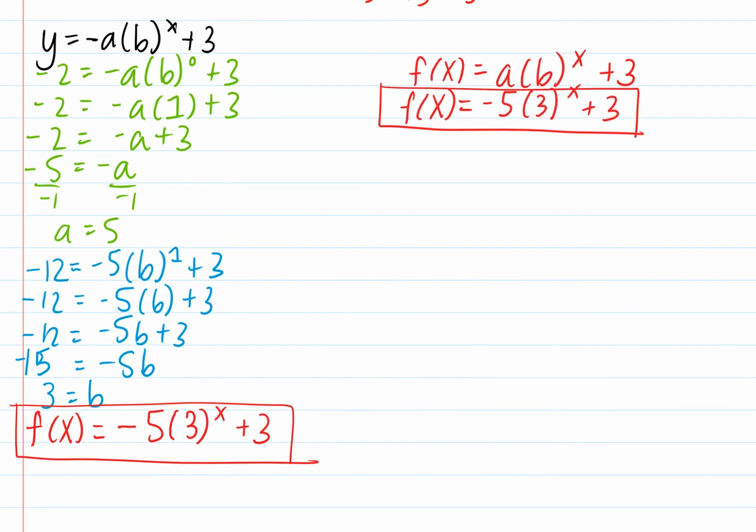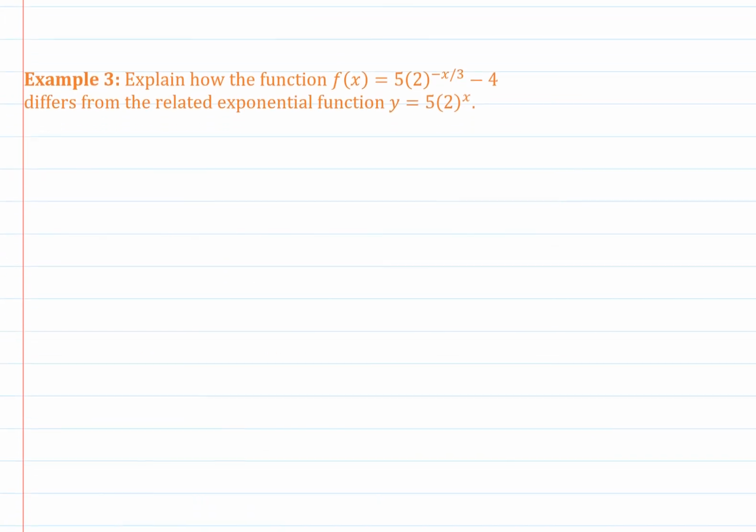You will be allowed to choose either strategy, whichever one makes the most sense to you. One final question today. Explain how the function f of x equals 5 times 2 to the -x over 3 minus 4 differs from the related exponential f of x or y equals 5 times 2 to the x.